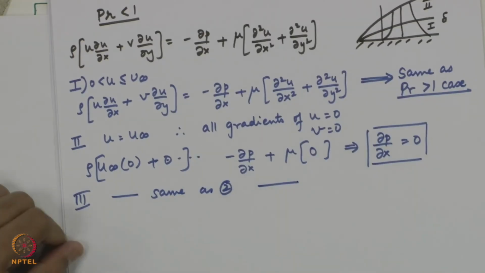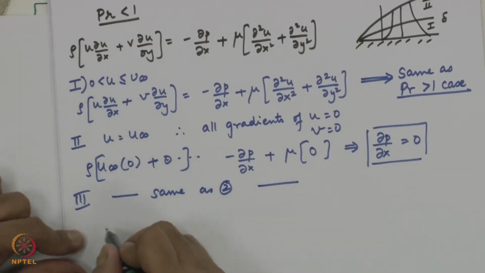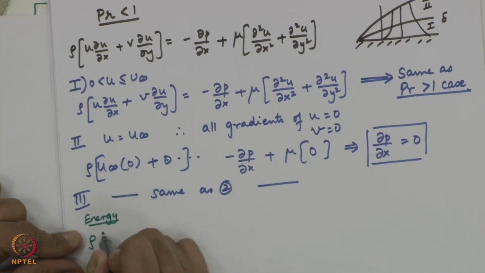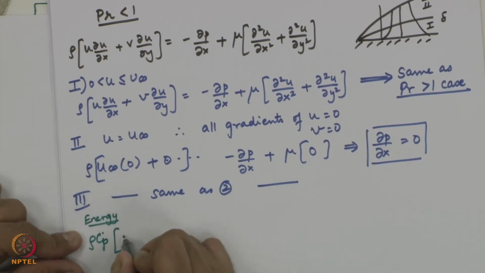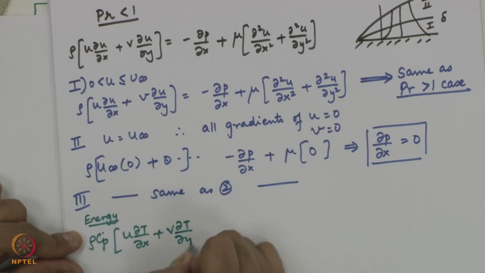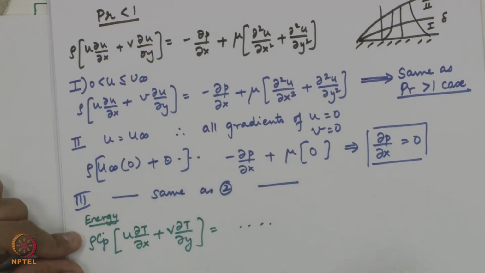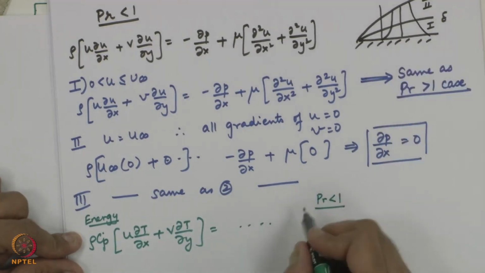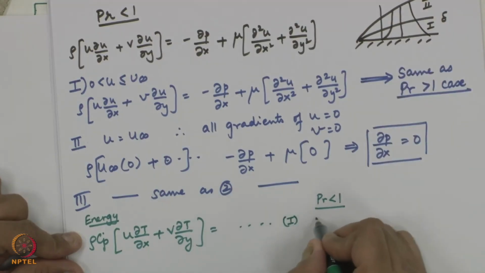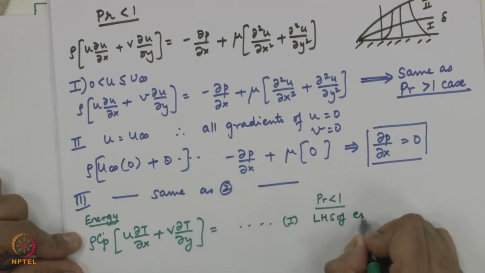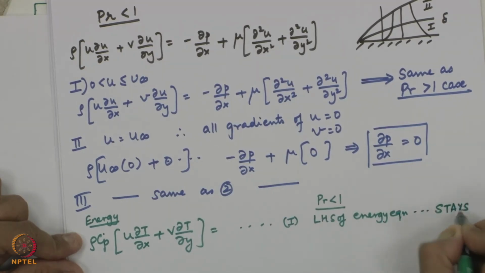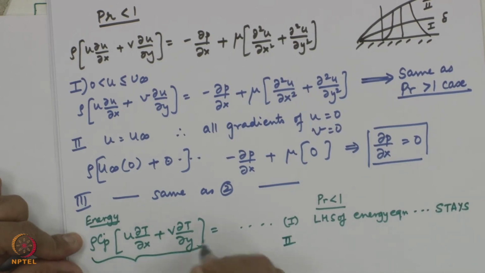Well, when I have the energy equation, we have not derived the energy equation. I will just write the terms on the left hand side for the energy equation. The energy equation is going to look like, in simplified form, u dT/dx plus v dT/dy equal to several things. For Prandtl number less than 1, in region 1 the left hand side of the energy equation stays as it is. That means this part will remain as it is.